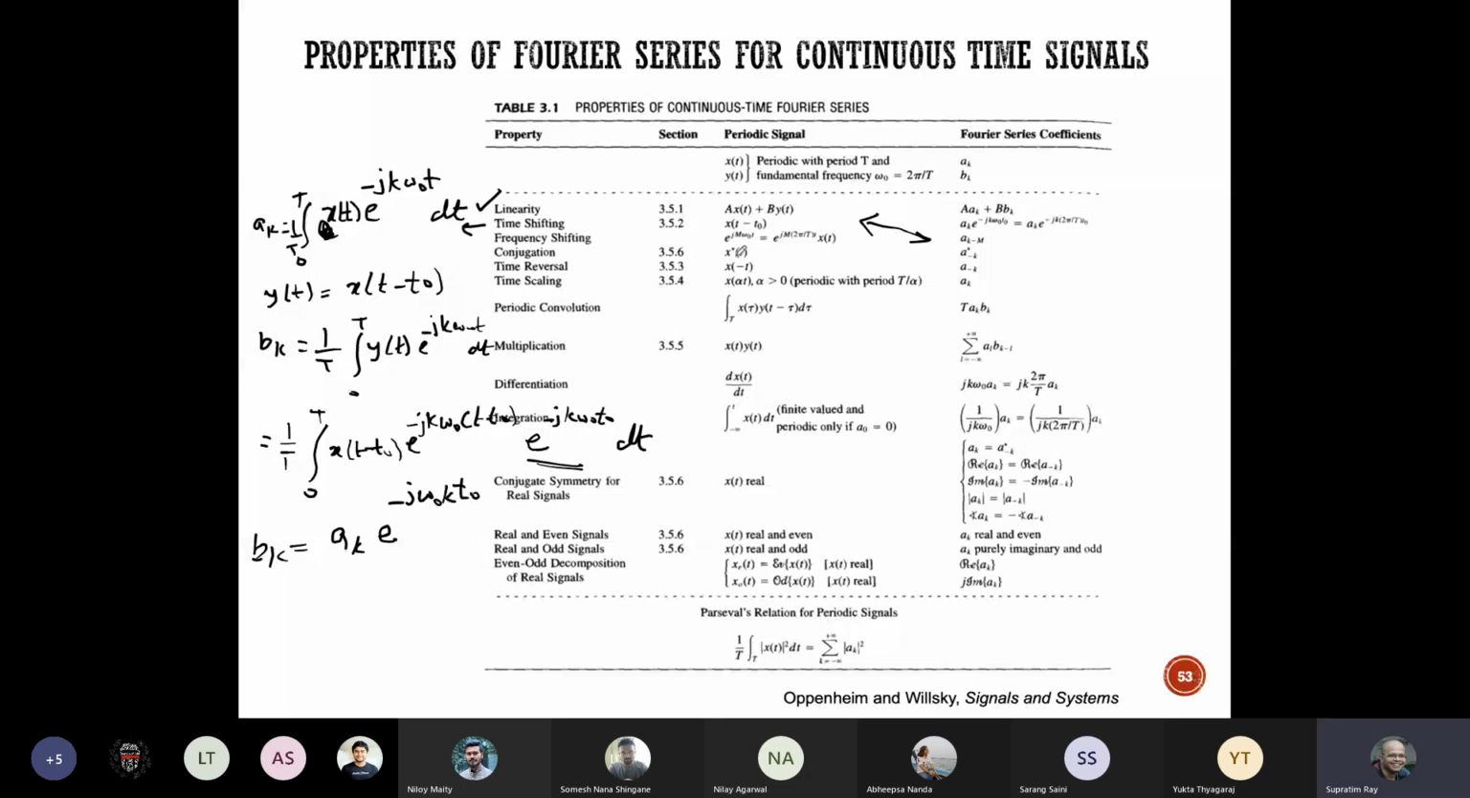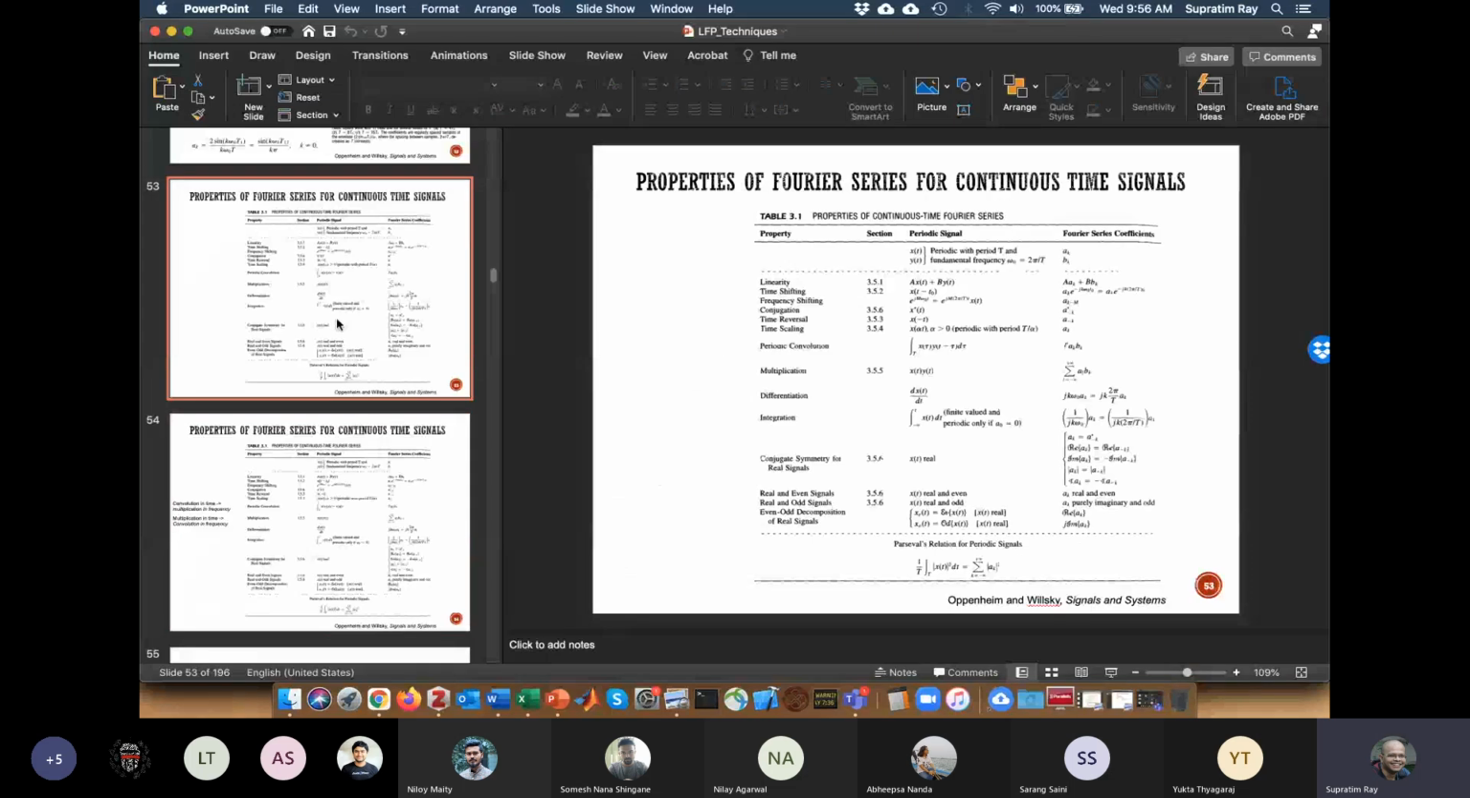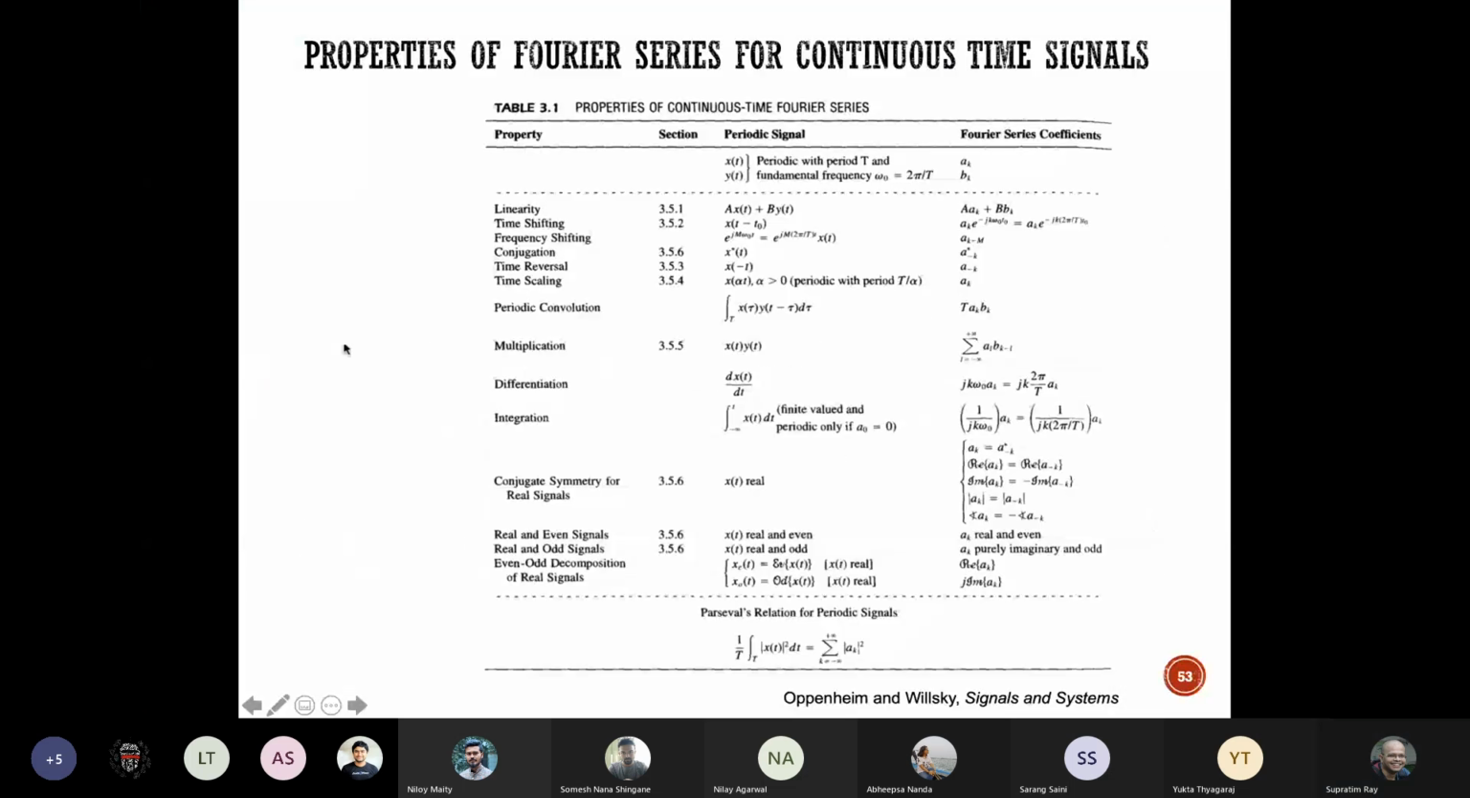So likewise, it's very easy to see what happens when you look at the conjugate. So I've run out of space, how do I now erase this? How can I discard all of this? Good. So I'll come back here and look at the coefficients.